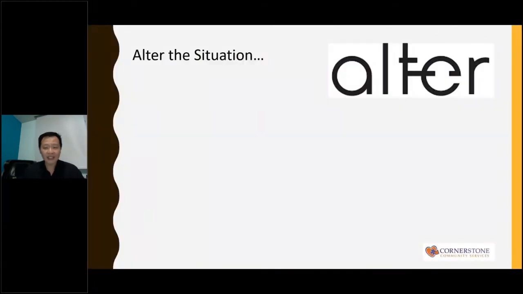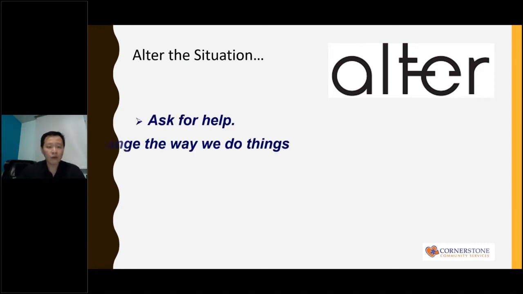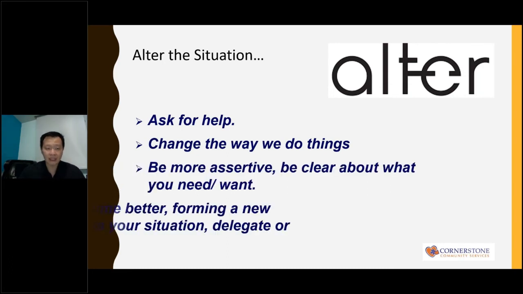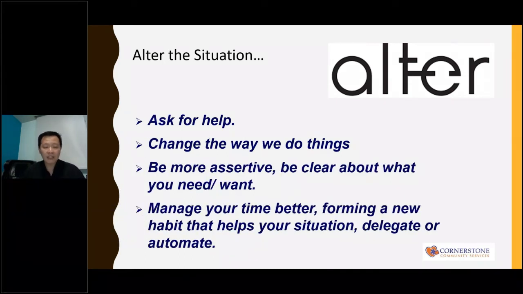So if avoiding is not the most ideal technique, the other thing you ask yourself is whether you can alter the situation or not. All right, altering the situation. Some examples are basically asking for help. If there's a challenge, then ask for help. There is a lot of help out there, really.